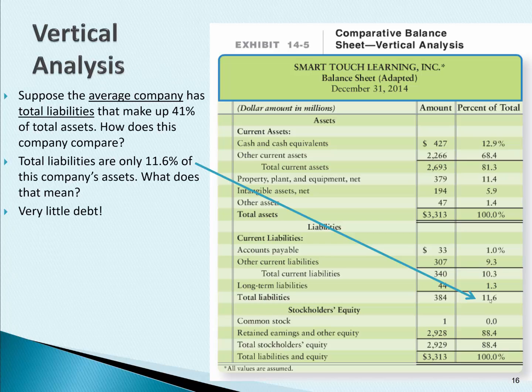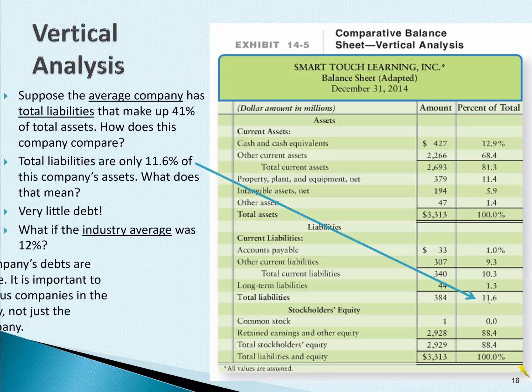But what if the industry average was 12%? Now remember, when you compare your company to the industry, you're comparing it to companies in the same industry. In other words, companies that are very similar. Well, if the industry average was 12%, and this company's figure is 11.6% for total liabilities, then it's about average. It's not a big difference.